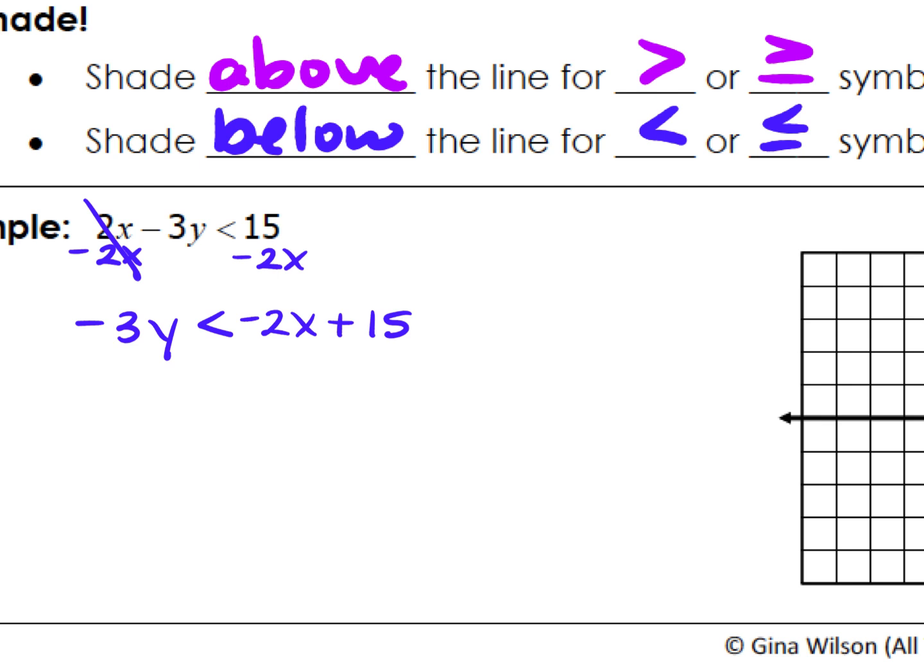Okay, you're here. Is this slope intercept form? Not yet. You have to isolate. You got to get the y by itself. How do I get y by itself? Divide everything, right? Divide everything by negative 3.